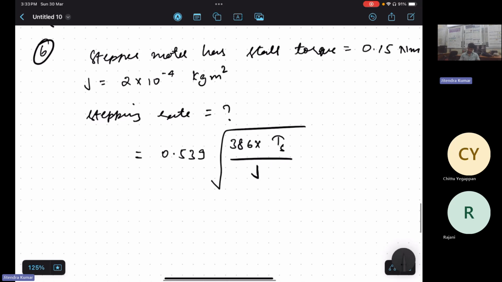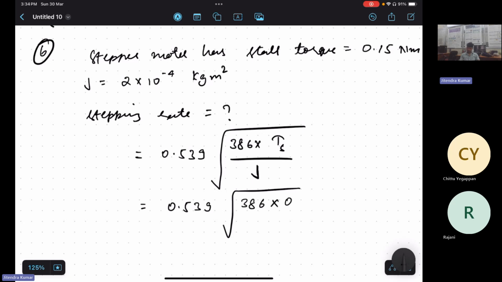Now, have you seen this equation before? Any of you? No, sir. Okay, so just go and try to derive it on your own. You will get to know how it has been derived.